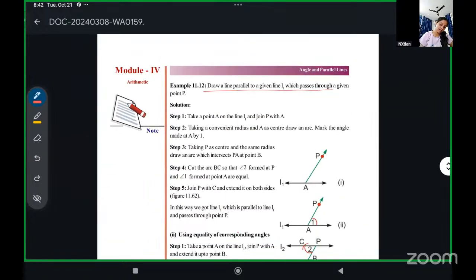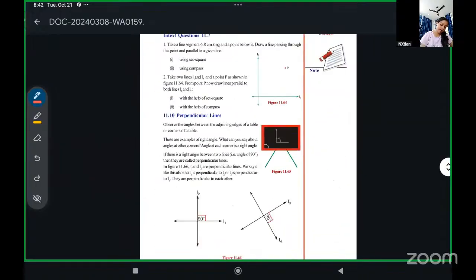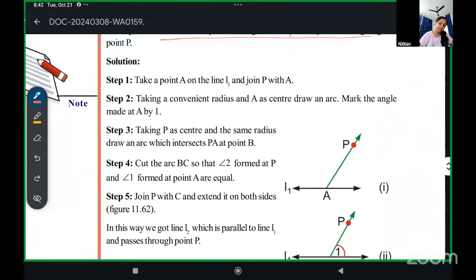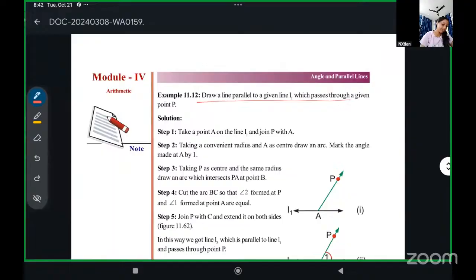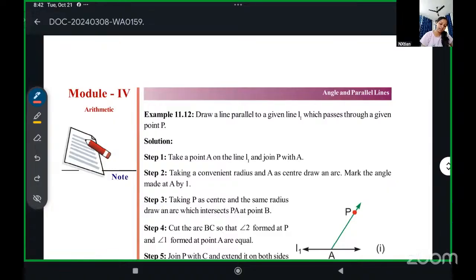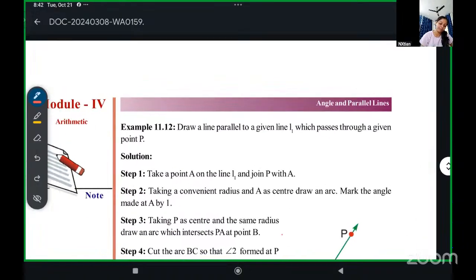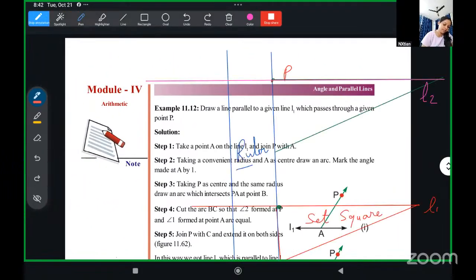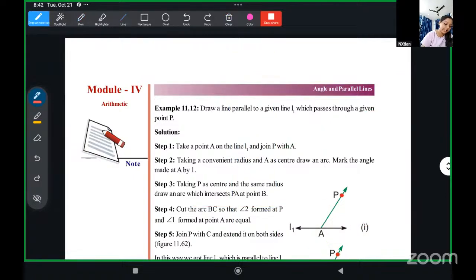This is using a compass and corresponding angle. Using a compass, if you want to draw parallel lines, how will you draw it? First of all, take a point, make a line L1, which is given to you. I'm showing it to you how to do it. You can do it with me right now. Make a line L1.